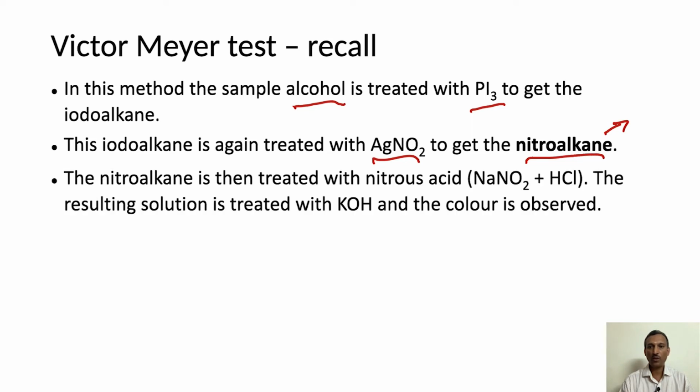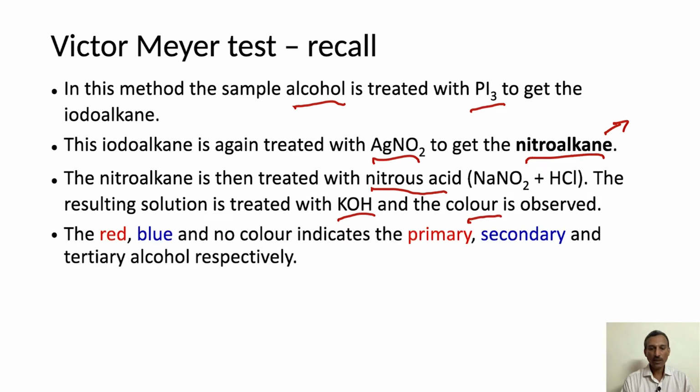Once we have this nitroalkane, it is treated with nitrous acid, that is NaNO₂ and HCl, and the resulting solution is treated with KOH, and we observe the color that is formed. If it is a primary alcohol, a red color is formed. If it is a secondary alcohol, a blue color is obtained. When there is no color, we say a tertiary alcohol is present. This is how the Victor-Meyer test is conducted, and the major reaction involved is the formation of the nitroalkane.